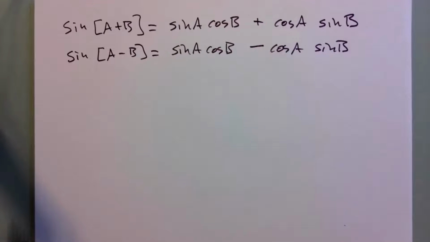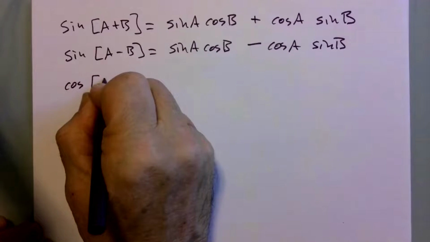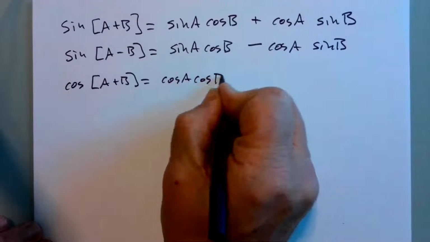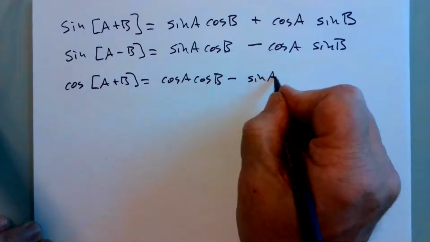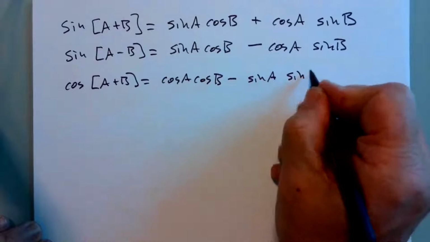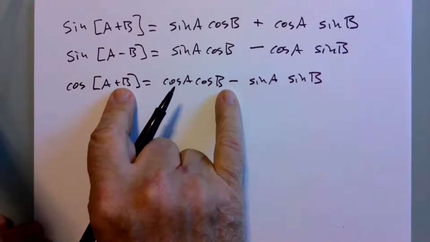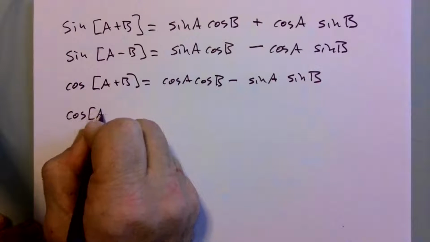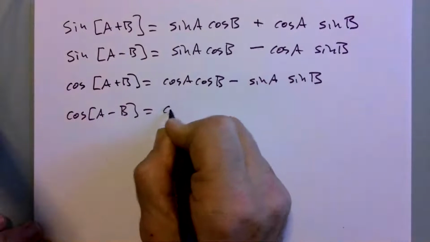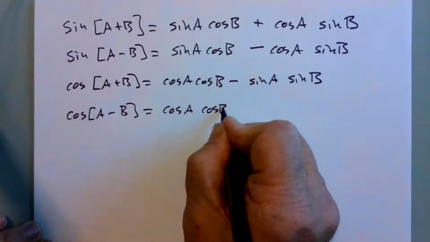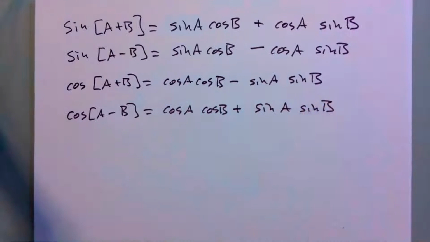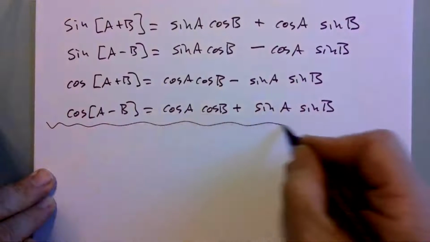How about the identities for cosine? Cosine of a plus b, cos a cos b, minus sine a sine b. So you'll notice for cosine, the signs change. Plus sign here, minus sign there. Same thing for cos a minus b is cos a cos b plus sine a sine b. So I have every intention of giving you these formulas come exam time here in a few weeks.